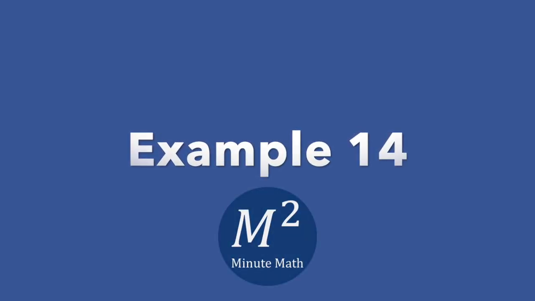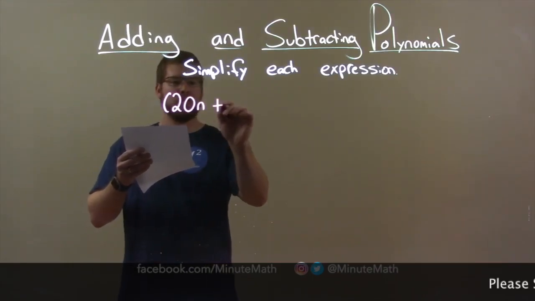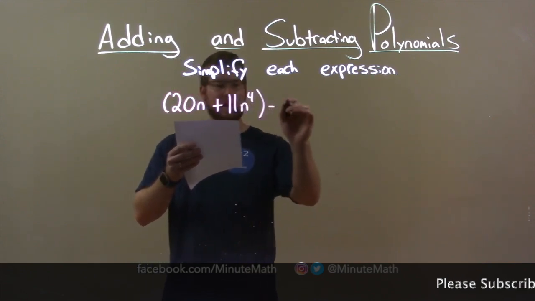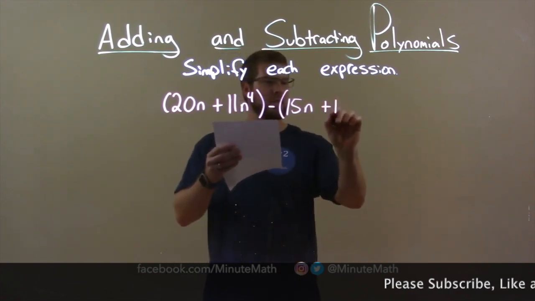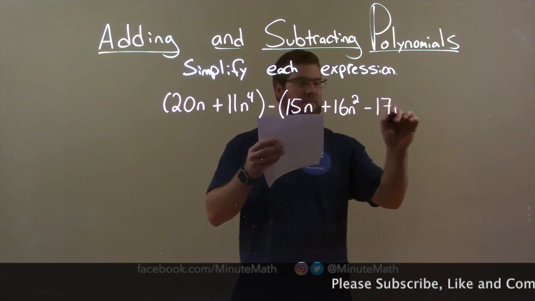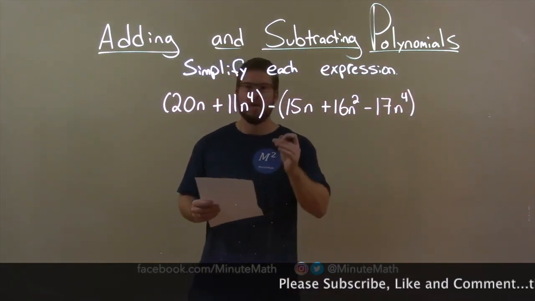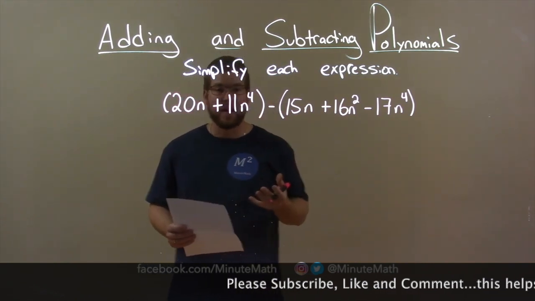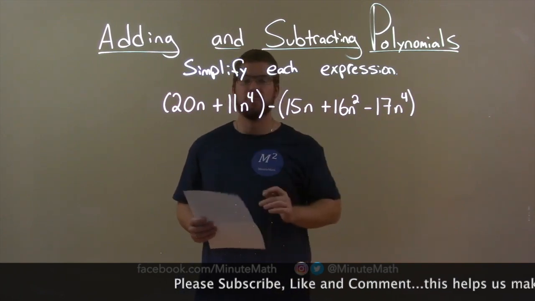20n plus 11n to the fourth, minus 15n plus 16n squared minus 17n to the fourth. Okay? Well, first thing, I look within each parenthesis. Is there anything that I can simplify? And the answer is no. There's no like terms within each parenthesis.